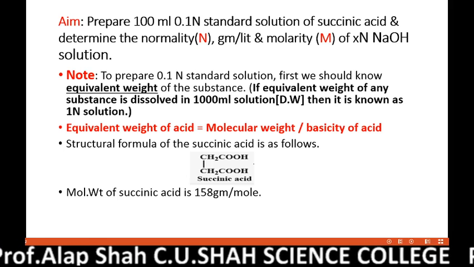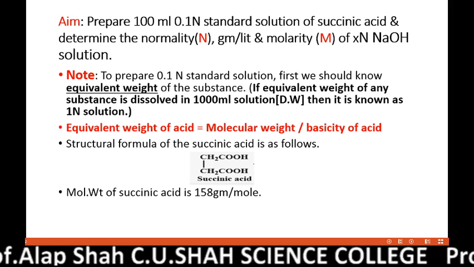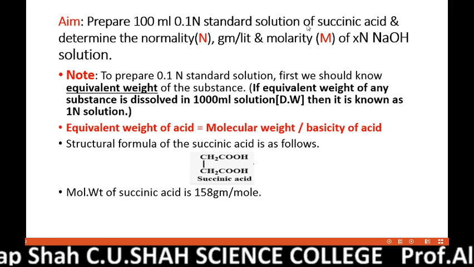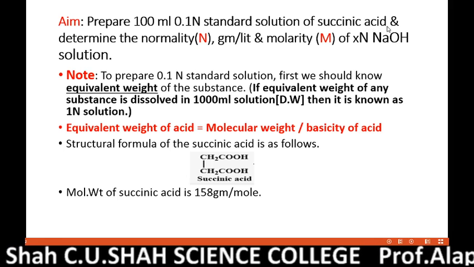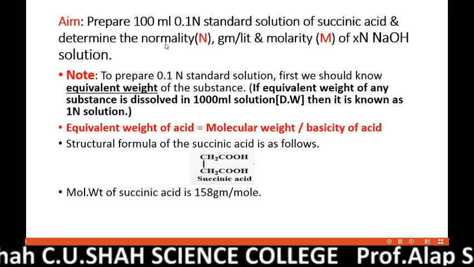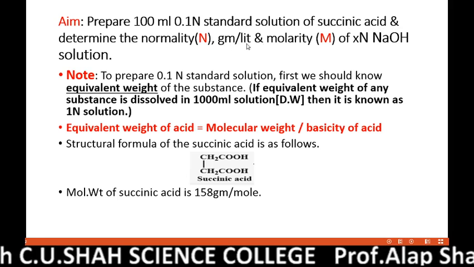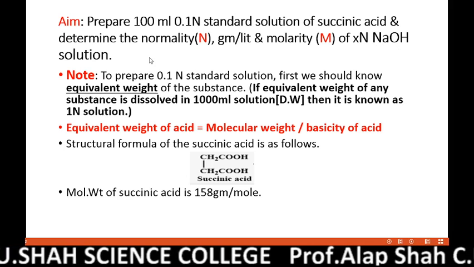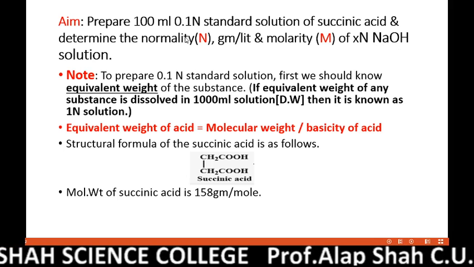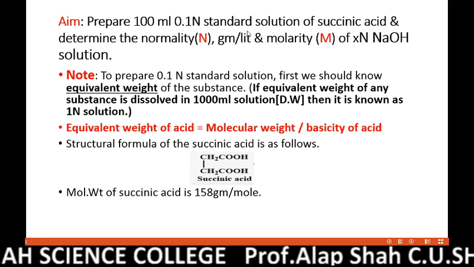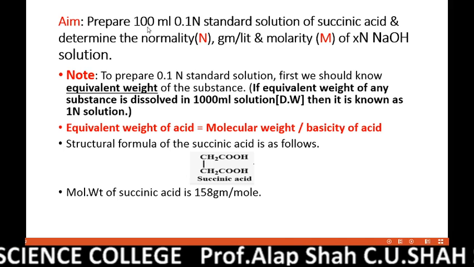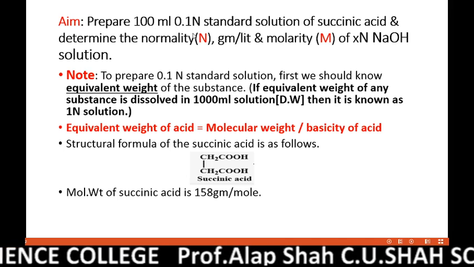Now first let us read the aim. Prepare 100 ml 0.1 normal standard solution of succinic acid and determine normality, gram per liter and molarity of X normal NaOH solution. It means that we have to prepare a standard solution of succinic acid. How much? 100 ml, 0.1 normal.